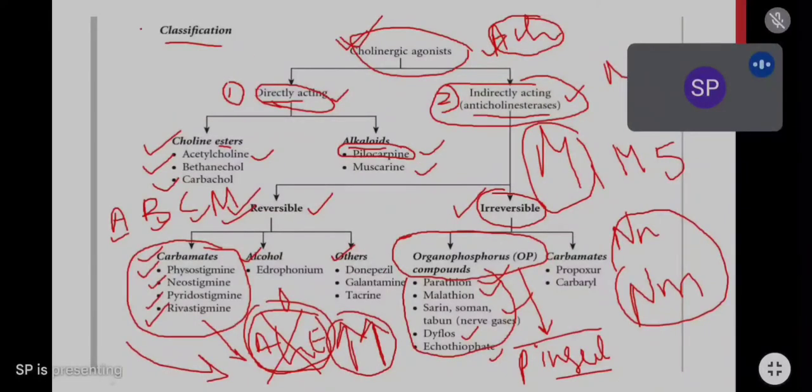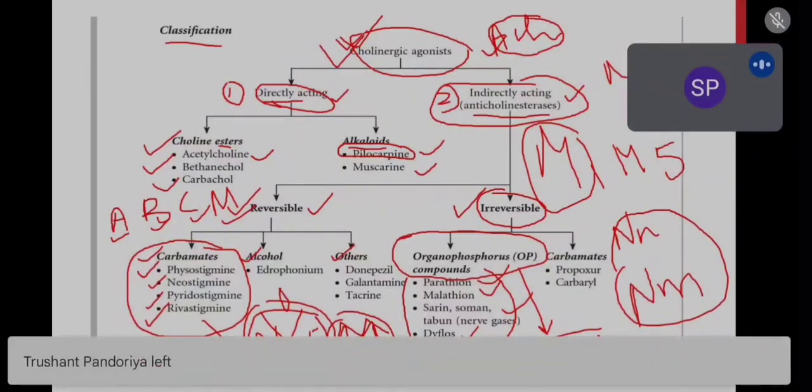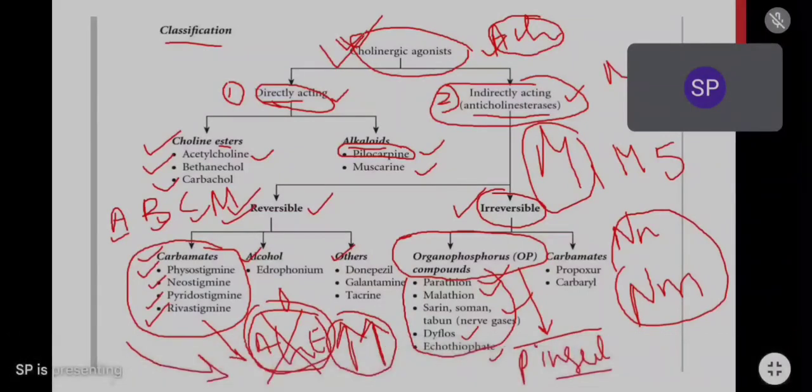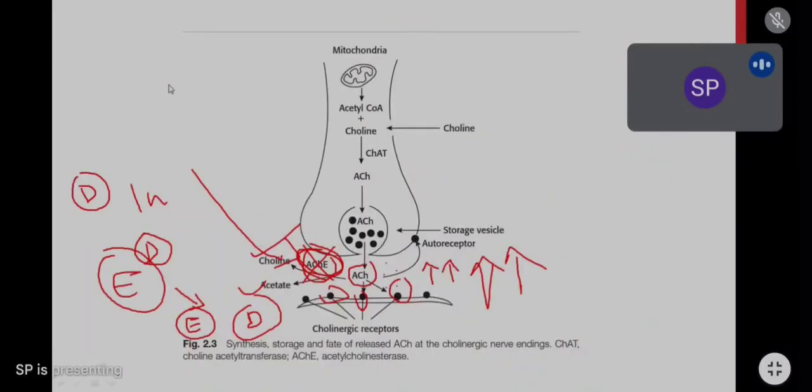So, I think you all understood the classification of cholinergic agonists. Second year students, did you all understand this classification? If you have any doubt, you should ask immediately. Prajwal, Shivani, I think everybody understood this classification, okay? Now, this one also we have already discussed.